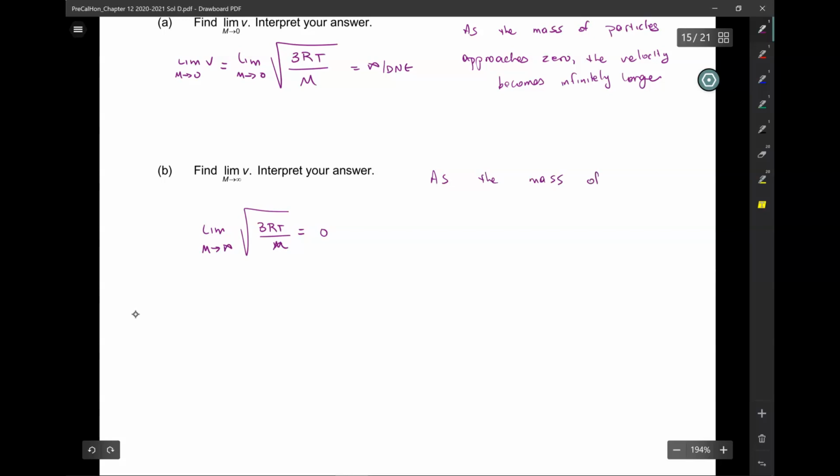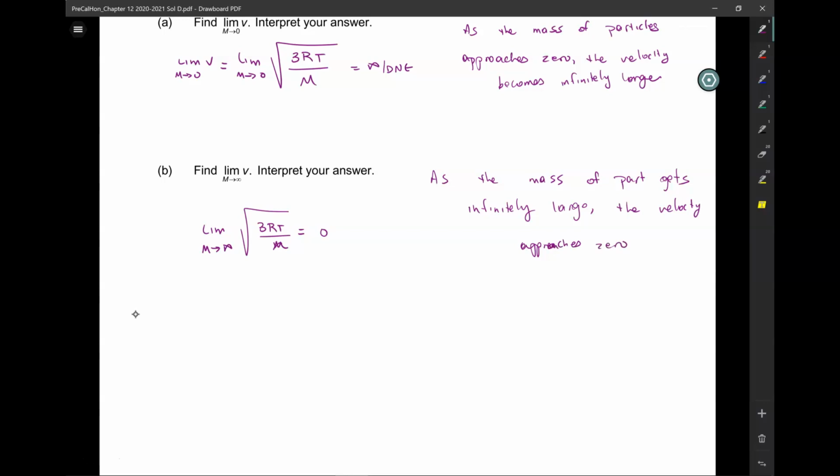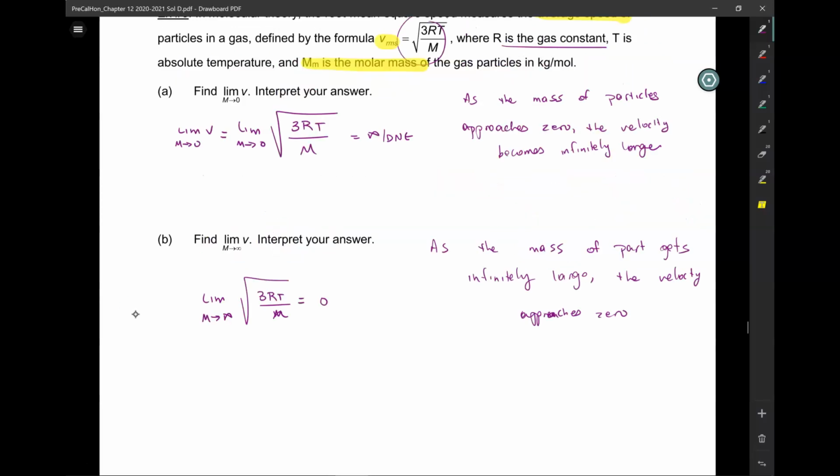We learned this before, I feel like, in the last one about asymptotes too, about how whenever you put infinity, it's always approaching 0, but you can't put 0 down. So the velocity approaches 0. And think about that. That makes sense as well, right? If the particles get infinitely heavier, they're obviously going to slow down. Okay. All right. So let's stop here.